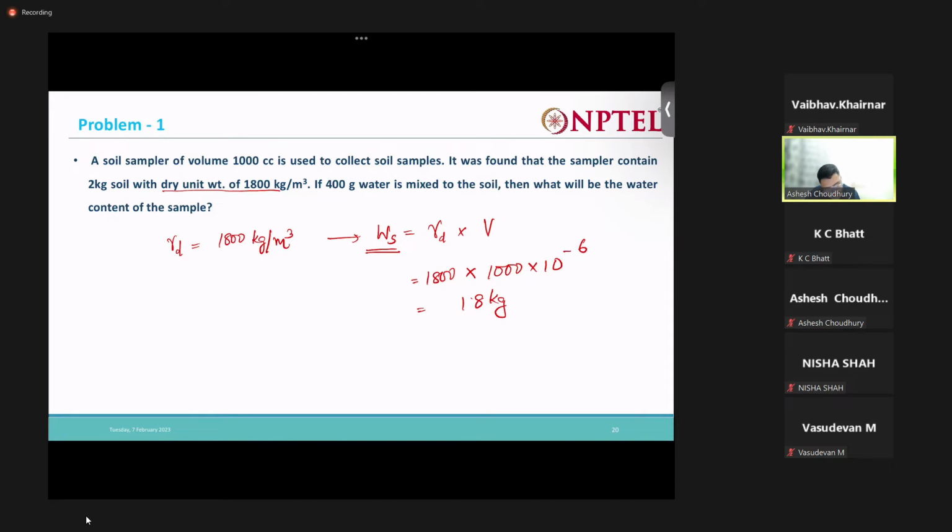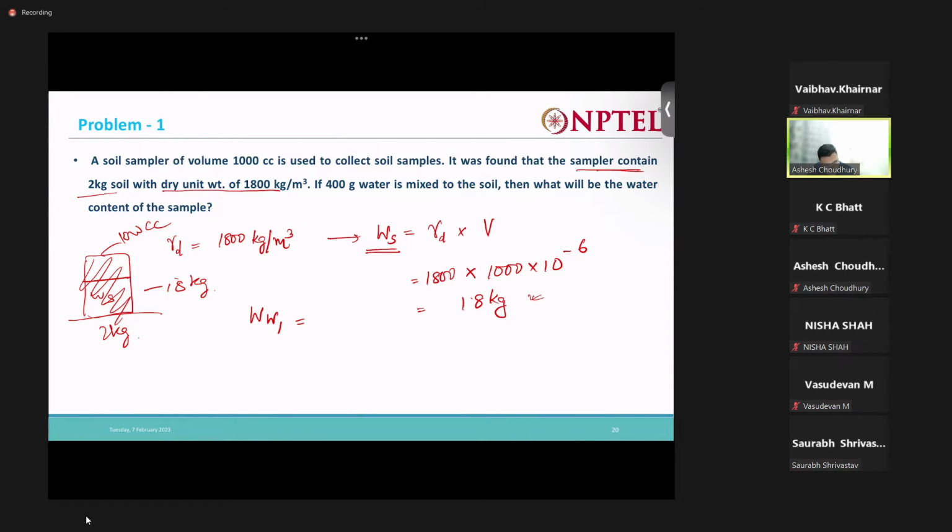But it was found that the sampler contained 2 kg of soil. The volume is 1000 cc, and in this sampler the total weight is 2 kg. We just determined that out of this 2 kg the soil solids occupy 1.8 kg. So you can determine the weight of water. The initial weight of water is 2 minus 1.8, equal to 0.2 kg.